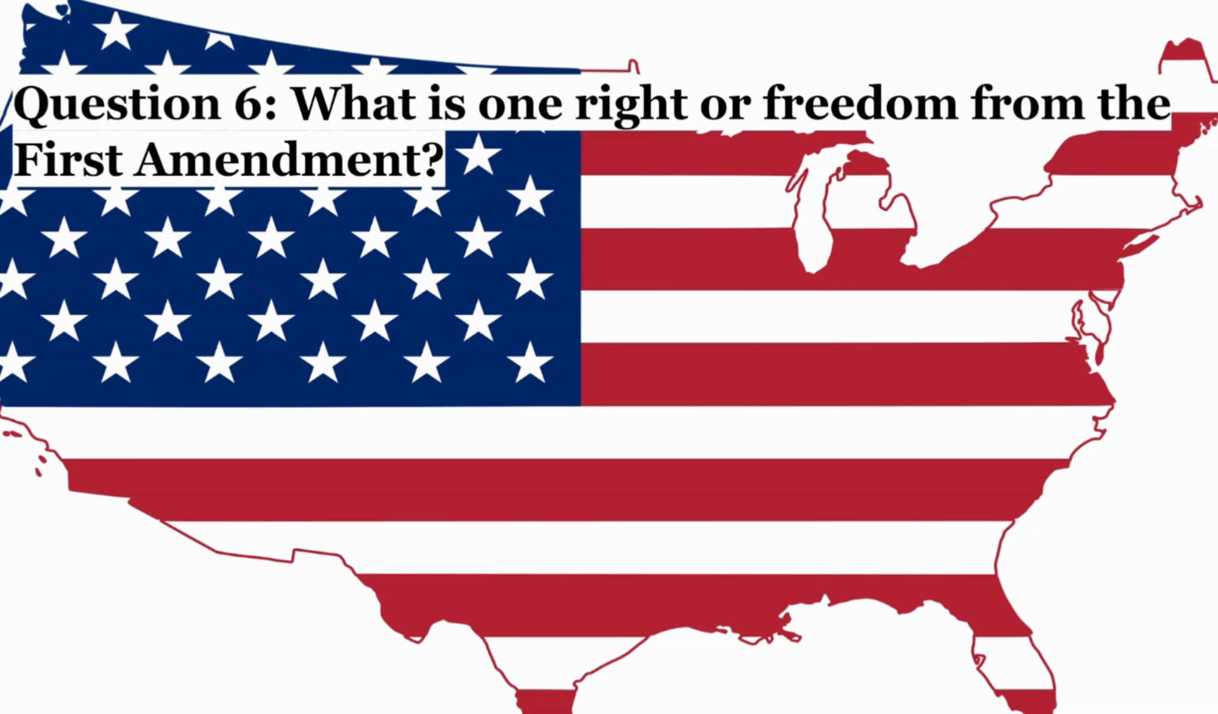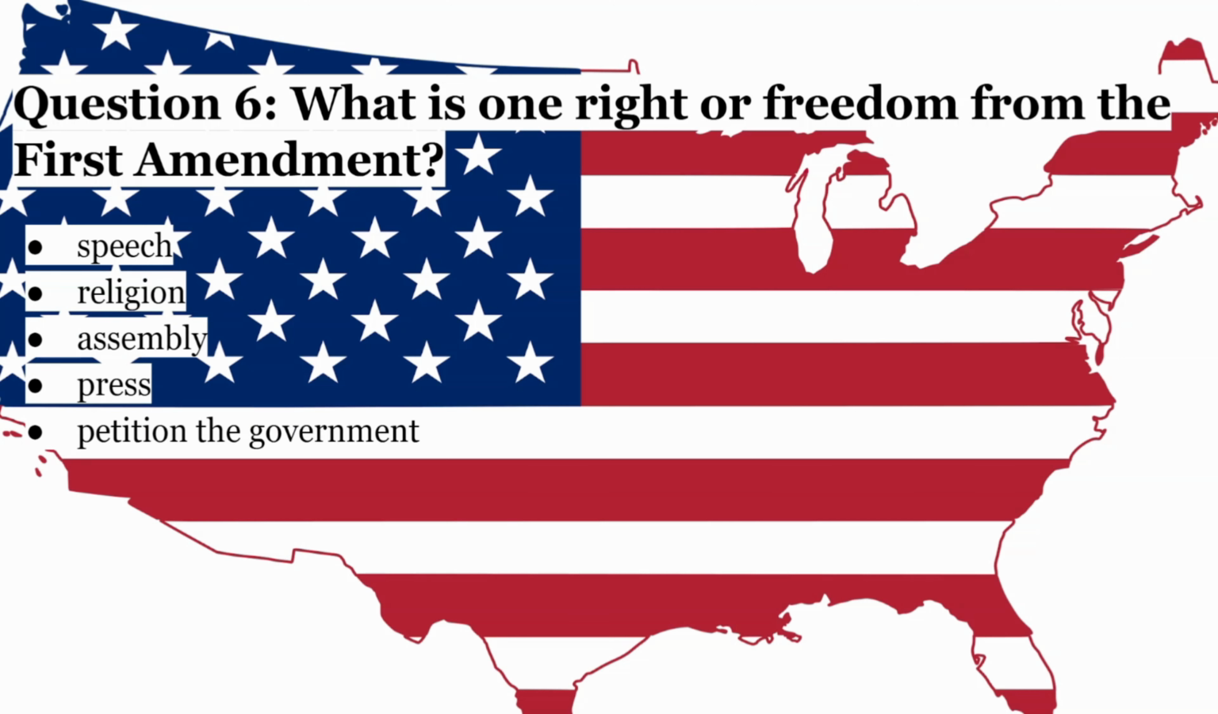So question 6, what is one right or freedom from the First Amendment? The First Amendment is the one that lists a lot of specific freedoms that people have, such as speech, religion, assembly, press, and petition the government. As you see in the question, you only need to list one. I think freedom of speech is pretty easy to list, right?